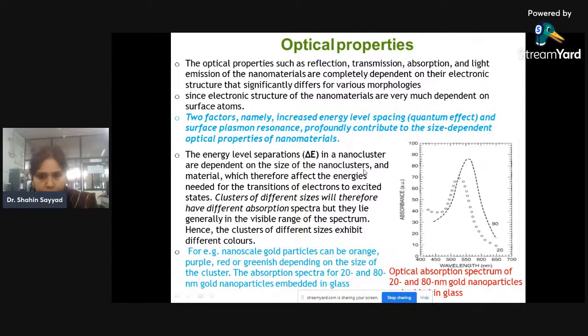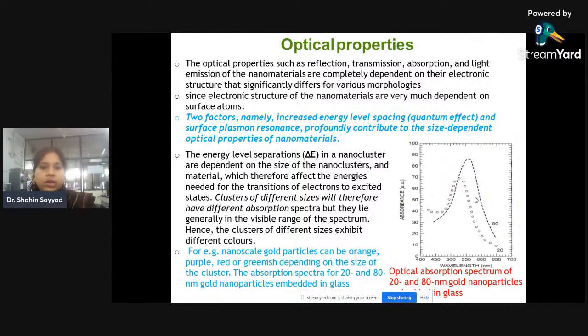nanomaterial. You have the diagram of optical absorption of gold nanoparticles. If you reduce the size from 80 nanometer to 20 nanometer, the absorption wavelength changes. You can see this is for 80, the absorption wavelength is this, and for the smaller size the absorption wavelength is this. If there is a change in absorption wavelength, obviously there is a change in color, and because of the change in absorption wavelength, the materials appear different in color.